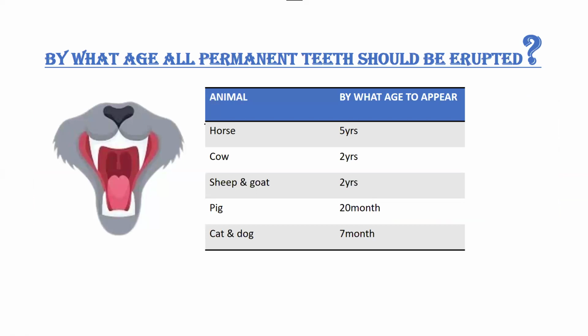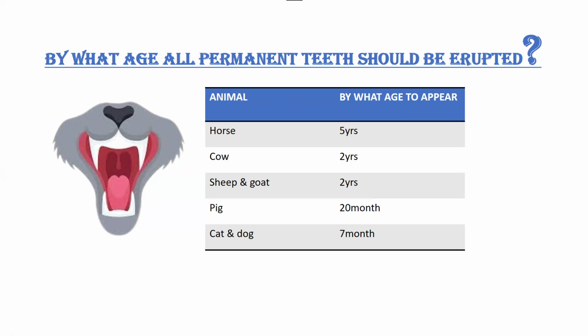Okay, this is an important slide. We have talked about the dental formulas, but at what age should all the permanent teeth in an animal have erupted? What is the age at which your animal should have all its teeth, the permanent teeth, come in? So you should remember that too. In the horses, it's 5 years. At the age of 5 years, all its permanent teeth come out.